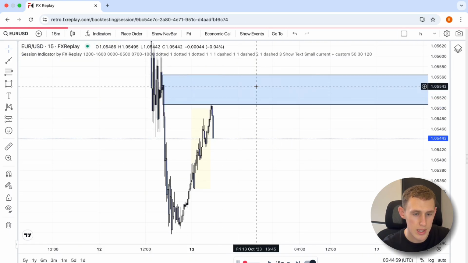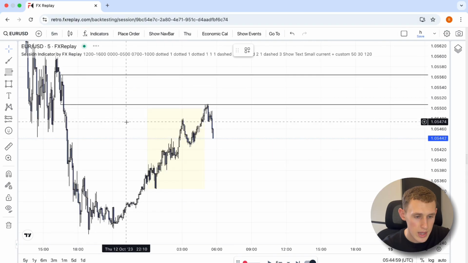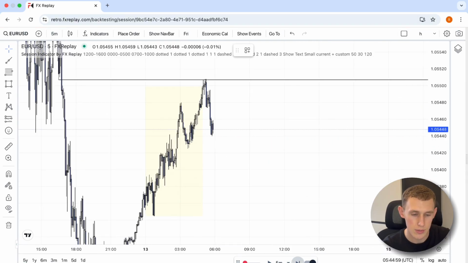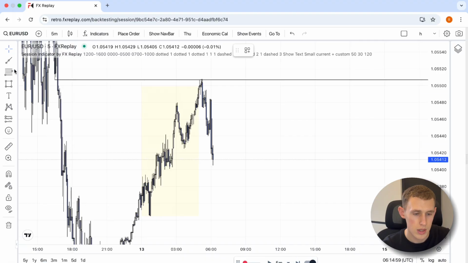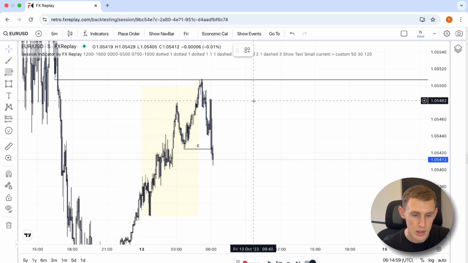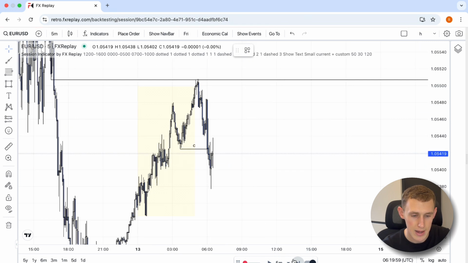It also tapped into that supply zone. So if we can get price to break this structure, I'm going to look for the sells. There we go. So price broke structure, flipped back bearish on the M5. We didn't create any imbalance though, so this isn't valid at the moment.